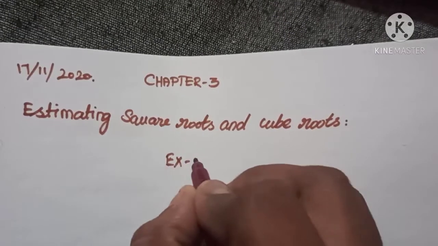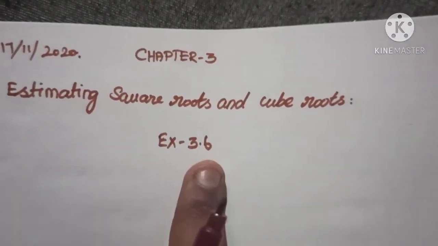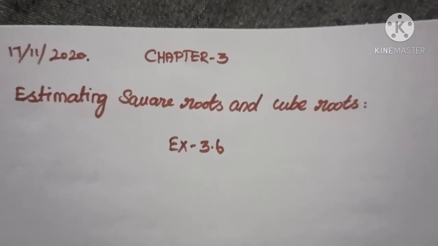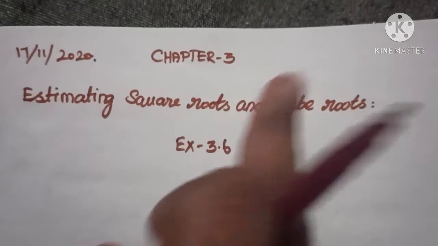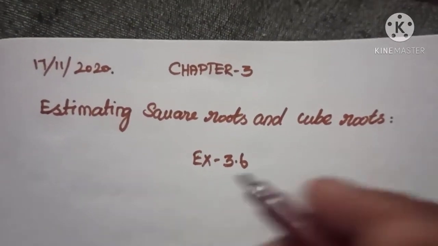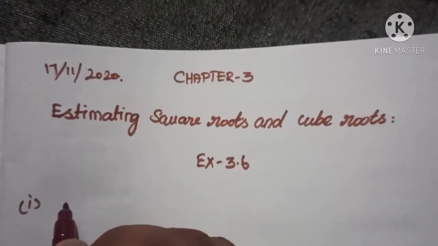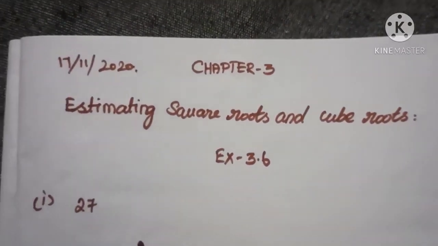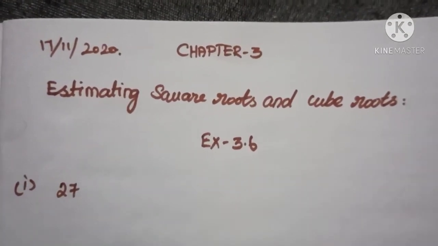exercise 3.6. Okay, so in this exercise, in the first main we need to find the square root, and in the second main we need to find the cube root by using the table. So first we go to the first main, first sum, that is 27. We need to find the square root of 27 by using the table.